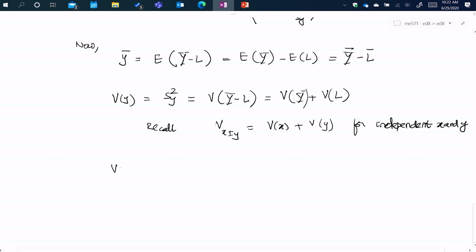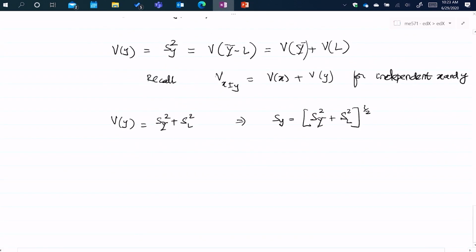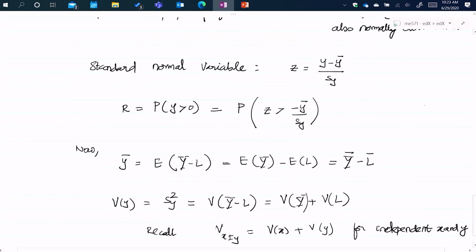So therefore, the variance of y is nothing but s sub Y squared plus s sub L squared, and that in turn implies s sub little y is s sub cap Y squared plus s sub cap L squared, raised to the power 1/2. As we defined before, let's call this equation star.